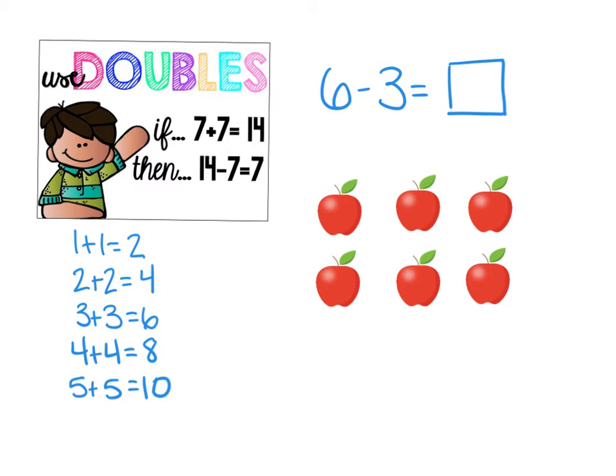Our first strategy we're going to talk about today is using doubles. Last week we talked about that 1 plus 1 is 2, and 2 plus 2 is 4, and 3 plus 3 is 6, and 4 plus 4 is 8, and 5 plus 5 is 10.